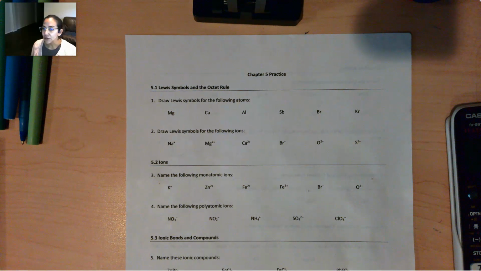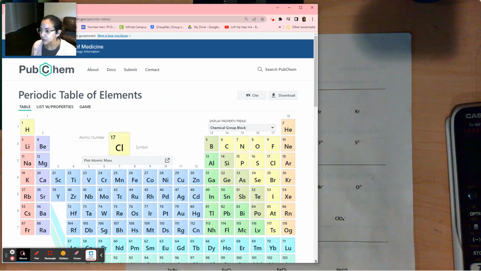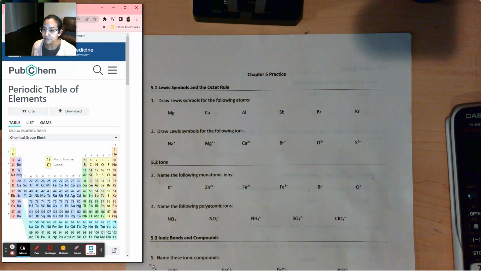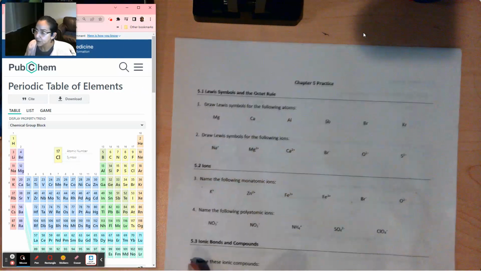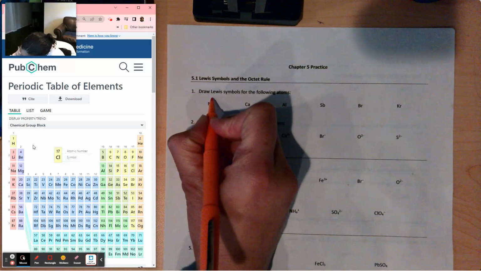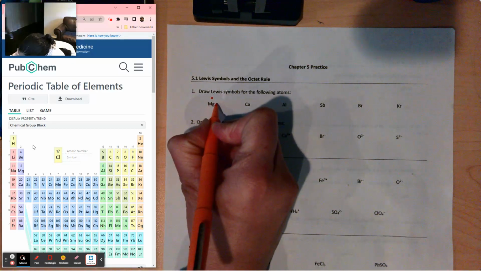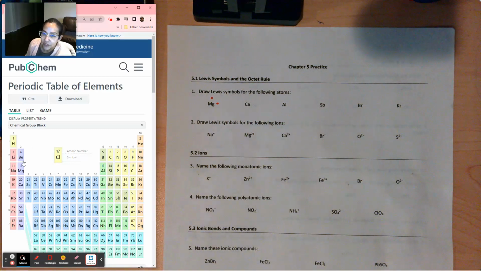Okay, so I'm going to look for my first one, and the first symbol I'm going to look up is going to be magnesium. Magnesium, Mg. So magnesium's right here. It's located in column number 2. So therefore, it's going to have 2 valence electrons. And I'm going to apply these going 1, 2. Simple as that.